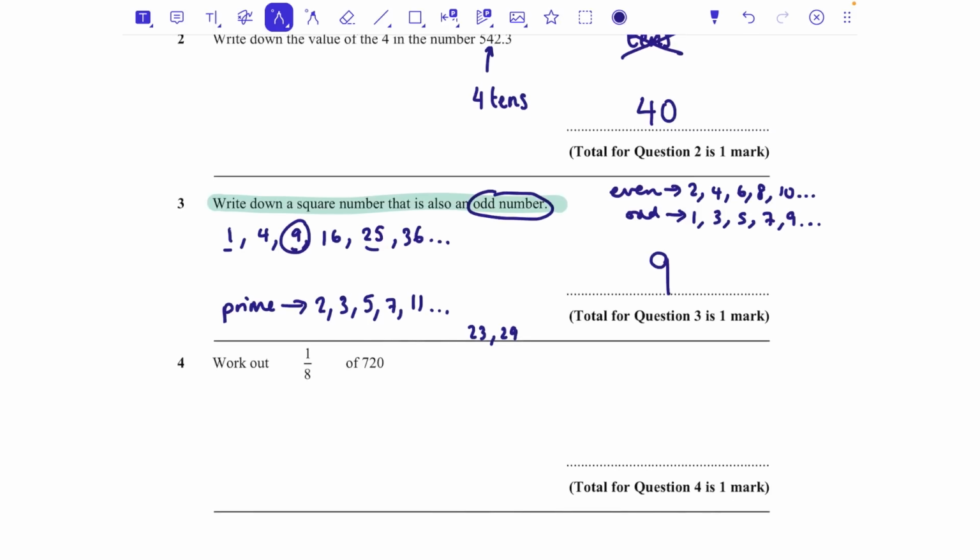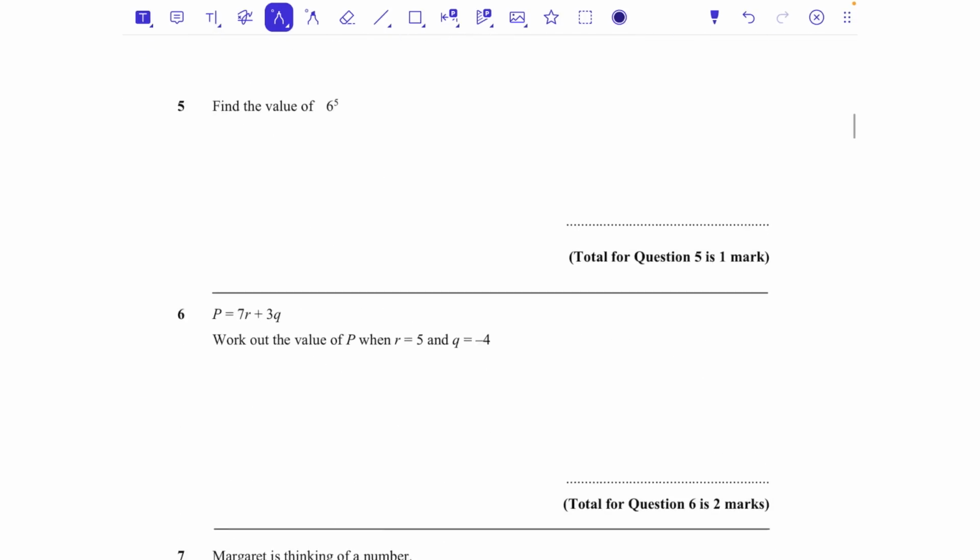Question number 4, work out an eighth of 720. So when we do a fraction of a number, you can just type in your calculator 1/8 times 720, and typing that in your calculator will get you the right answer, but it's also good to understand what we're doing. So we're dividing into 8 parts, and then we just want one of them. So divide by the bottom, times by the top. 720 divided by 8 is 90, and then we're just timesing that by the top number, which happens to be a 1, so we're keeping it the same, and that's just 90. So if you're doing a fraction of a number, divide by the bottom, times by the top.